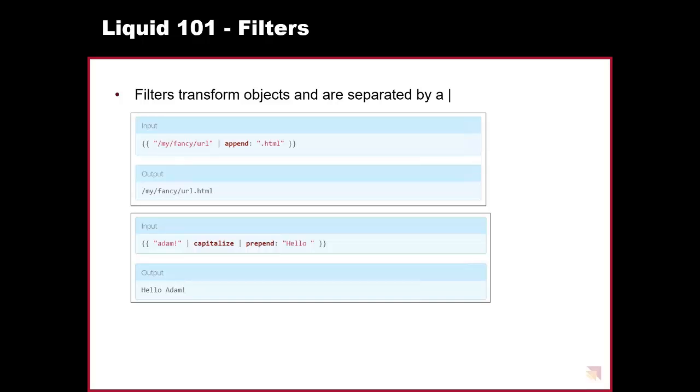And so you can see that, in the first case, we just use append. In the second case, we first use capitalize, and then we use prepend. But because it's a markup language, there are all kinds of neat filters to do things like take a line break and change it into a BR for my HTML.